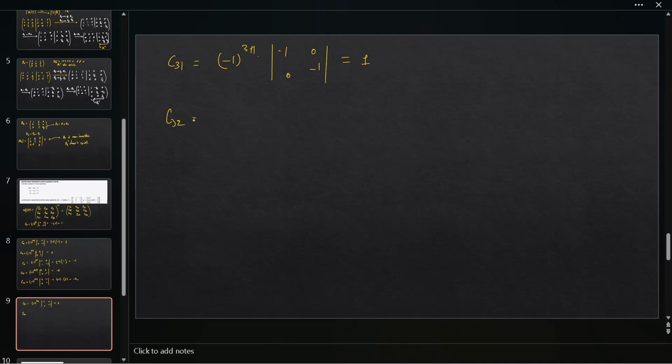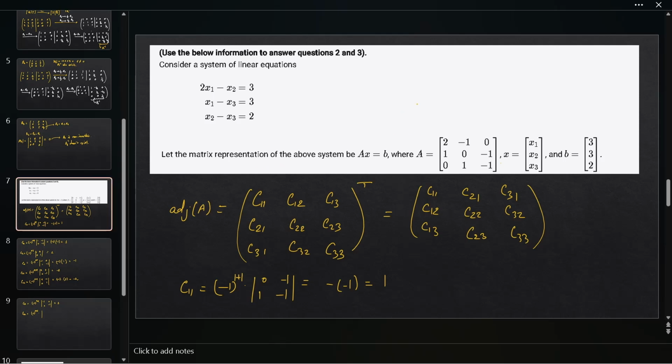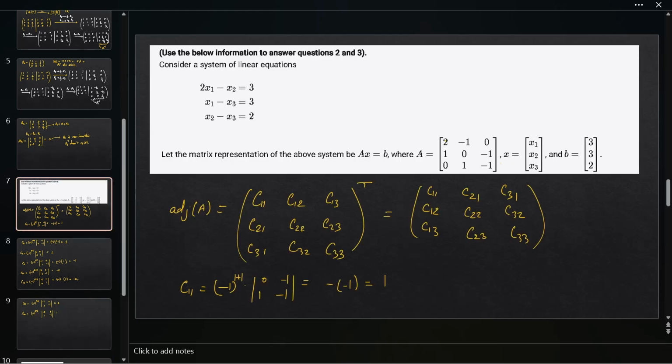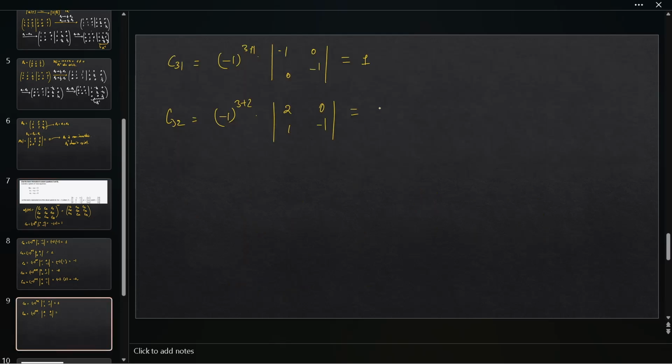Now C32 is equal to minus 1 to the power 3 plus 2 times the determinant 2, 1, 0, minus 1. So it is equal to, let's check it again, 2, 1, 0, minus 1. Yeah, that's fine. So minus 1 times minus 2, that will give us 2.